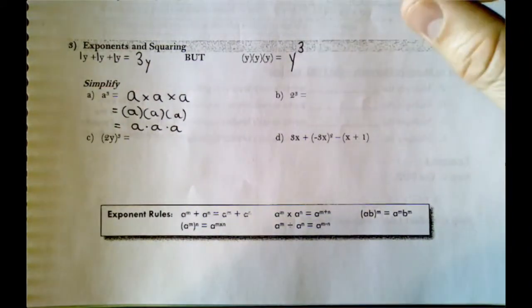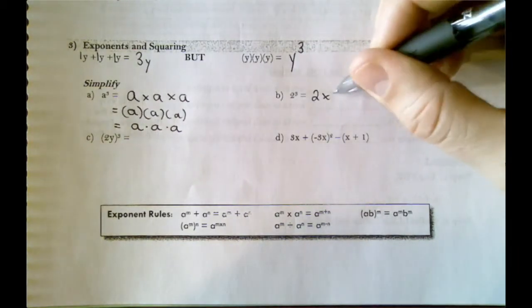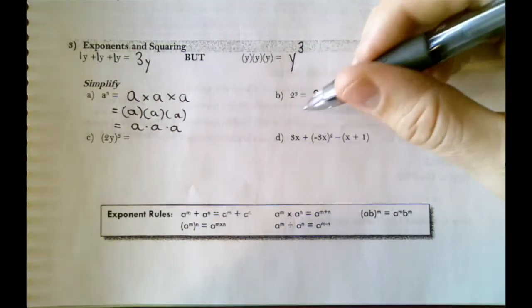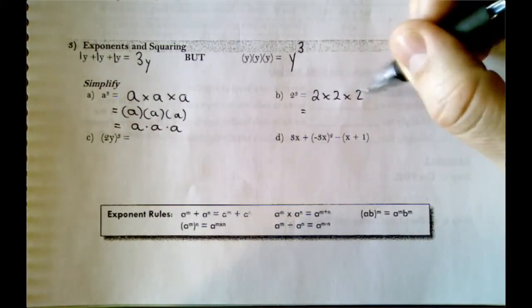So what would 2 cubed be? Well, 2 cubed would just be 2 times 2 times 2. And we can do that. 2 times 2 is 4, times 2 is 8.